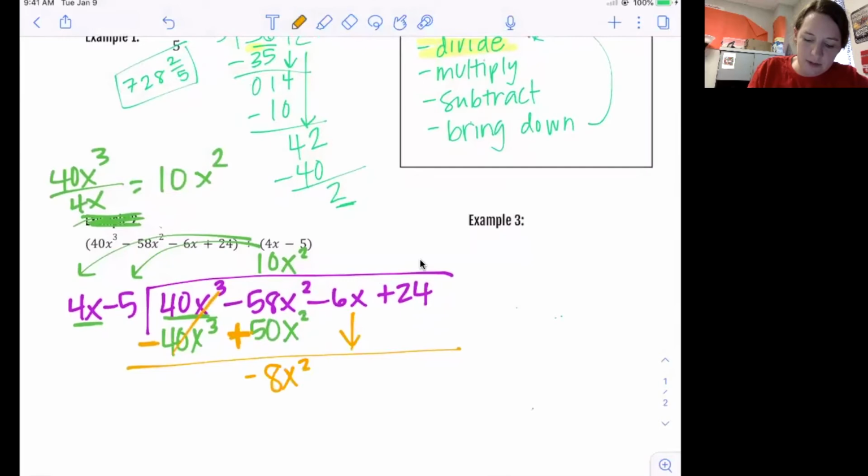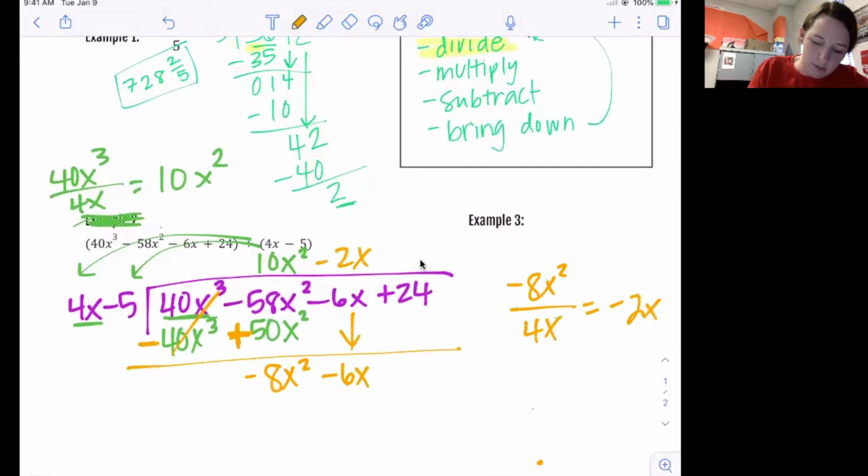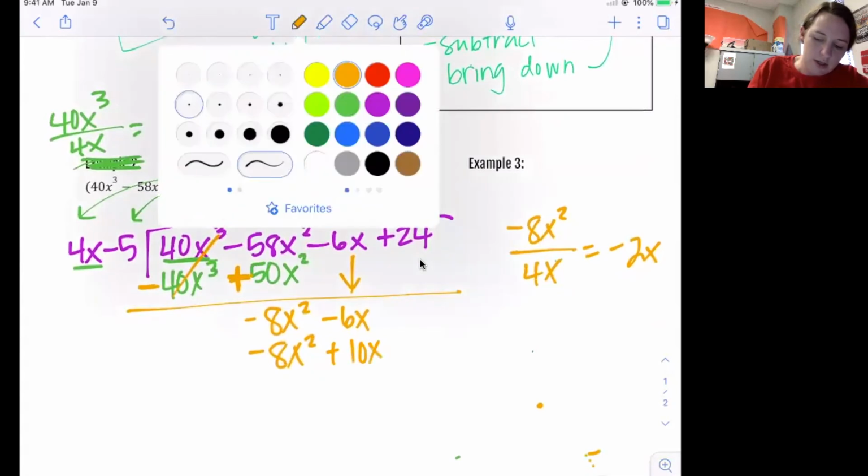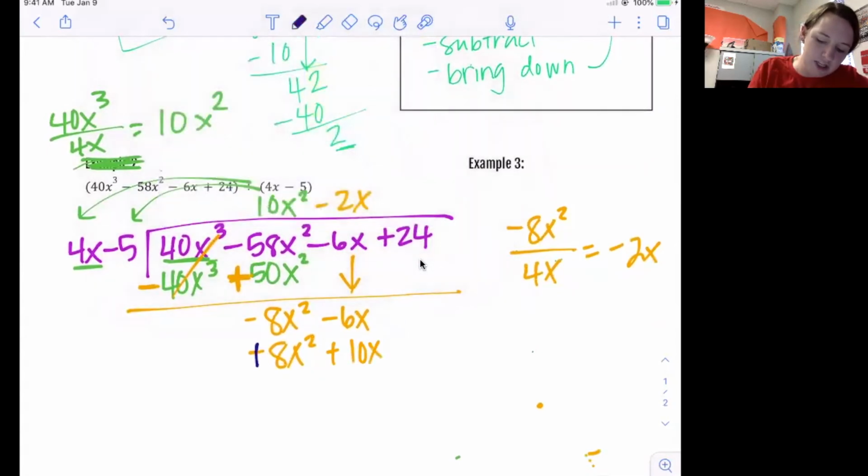We're going to bring down the negative 6x, and we are dividing. So I have negative 8x squared divided by 4x. That's going to equal negative 2x. So I'm going to put the negative 2x at the top. Multiply negative 2x times 4x is negative 8x squared. Negative 2x times negative 5 is positive 10x. Subtraction step, we change the signs on everything. So these cancel. I get negative 16x.